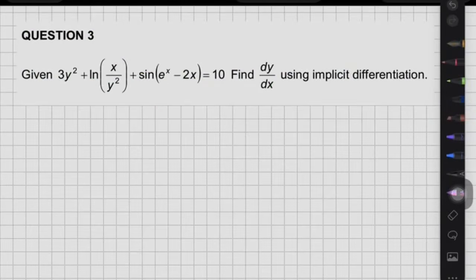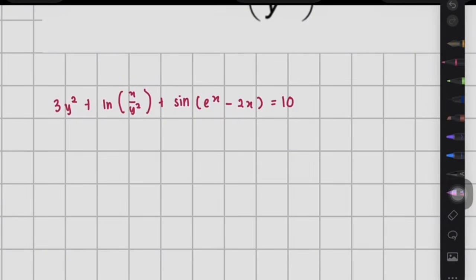We move on to question number 3. Question number 3, given 3y squared plus ln x over y squared plus sin e to the power of x minus 2x equals 10. Alright, so as you can see here, x is tangled up with y, then we can use log law to separate them.